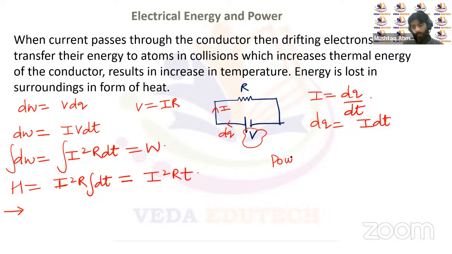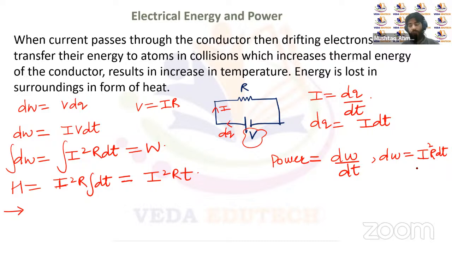Power is the rate at which the work is done by this battery. That is defined as the rate at which work is done, dW over dt. We know that the small amount of work dW is equal to I squared R dt for a constant current. If the current is not constant, then we'll use this differential equation, dW over dt, and just take the derivative of this.